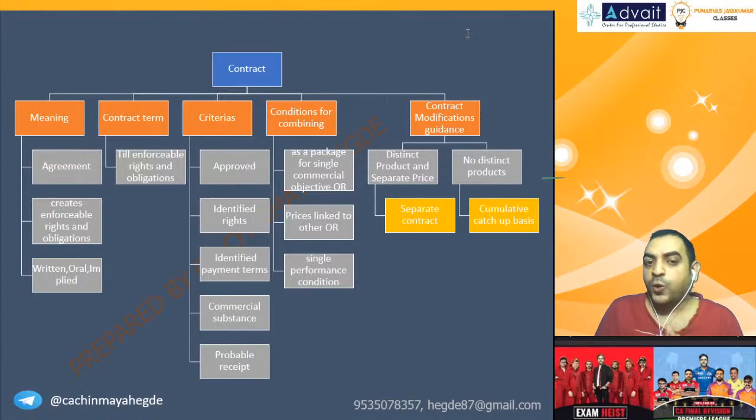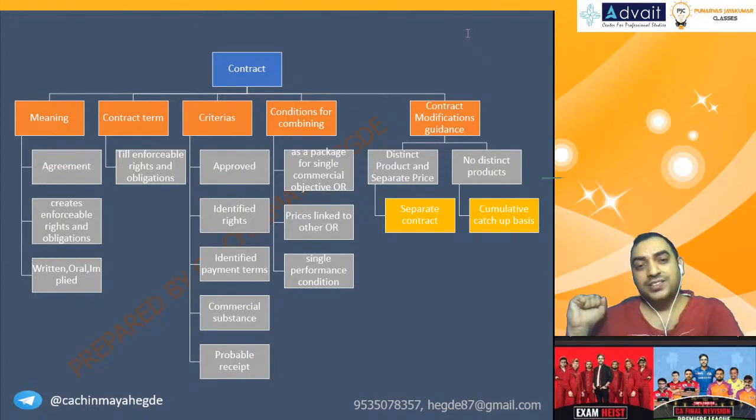That is what you had earlier in AS 11, and based on that a question also came in the last attempt in November 2019. A cumulative catch-up basis is basically retrospective calculation, not retrospective effect, but retrospective calculation. I'll come to that. We'll do one problem. I hope you got the point now on contract modification about distinct product and standalone selling price.